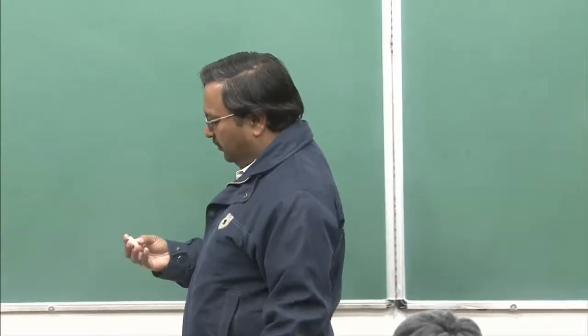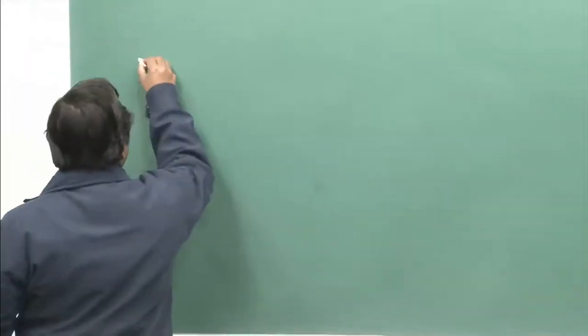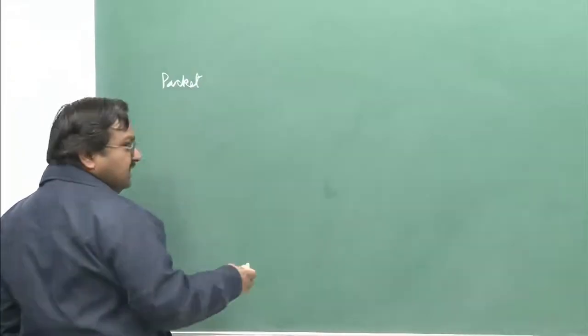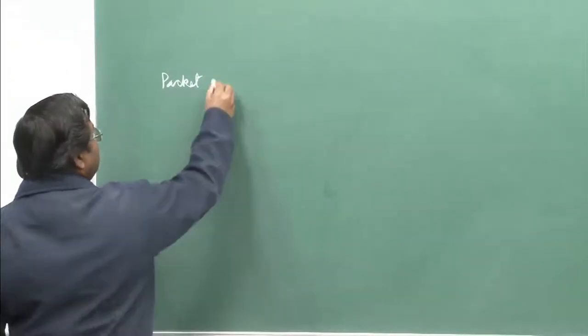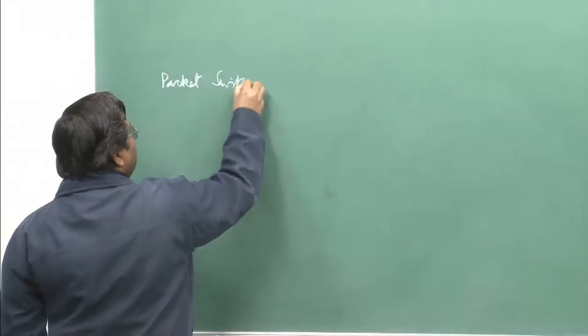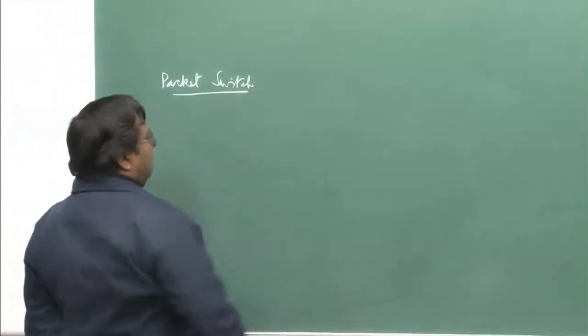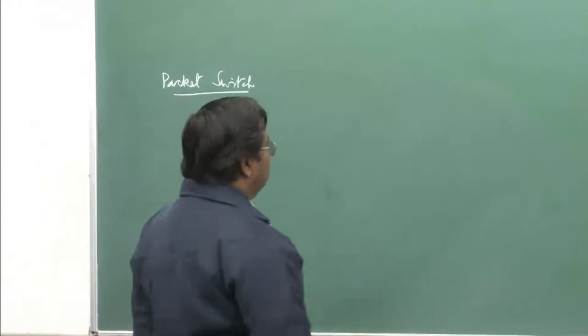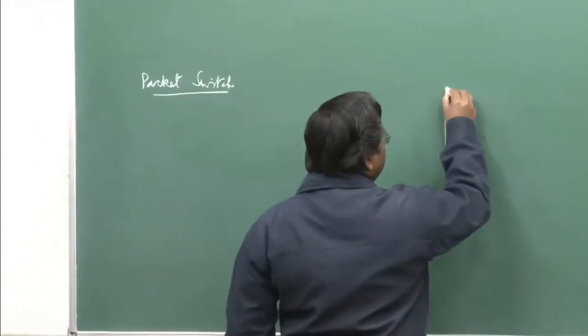The next topic is about the packet switching system. I will continue from wherever I left last time. So we want to implement a packet switch, and one of the possible options which I thought of is to have a crossbar.